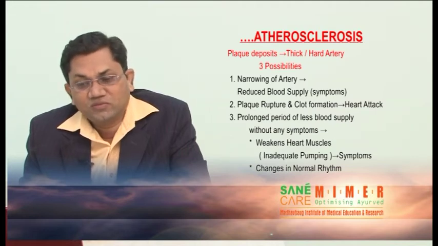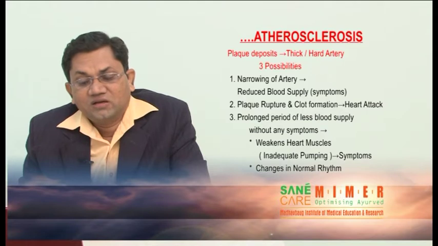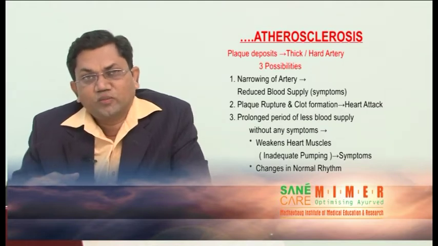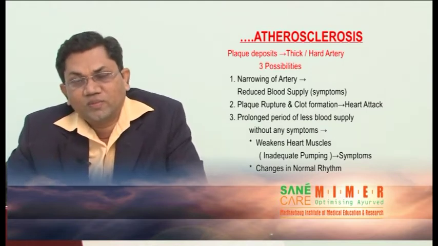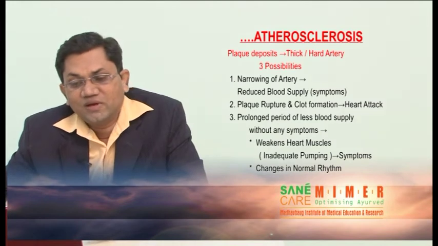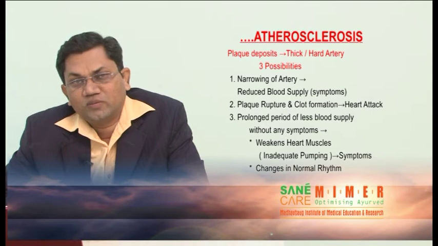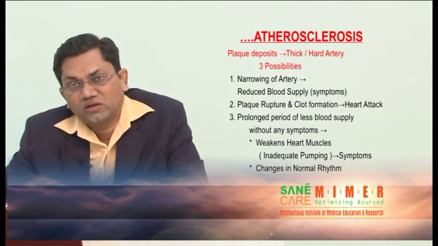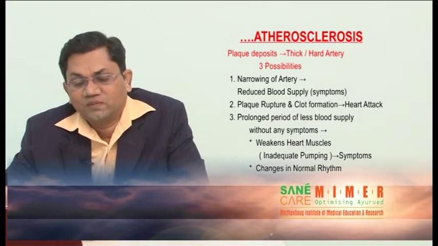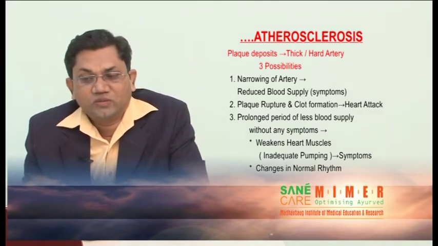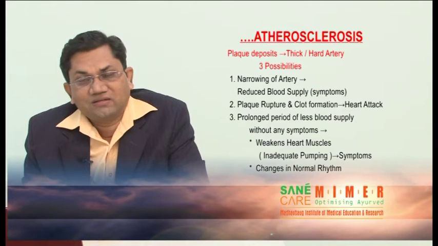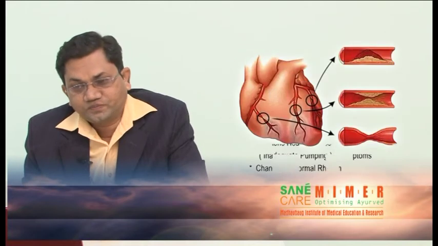Symptoms will begin, and because of this increased burden on the heart, a change in the normal rhythm may be possible, and we need to diagnose that on ECG with the help of defects in the conducting system. So these are the three possibilities that can happen in cases of atherosclerosis.